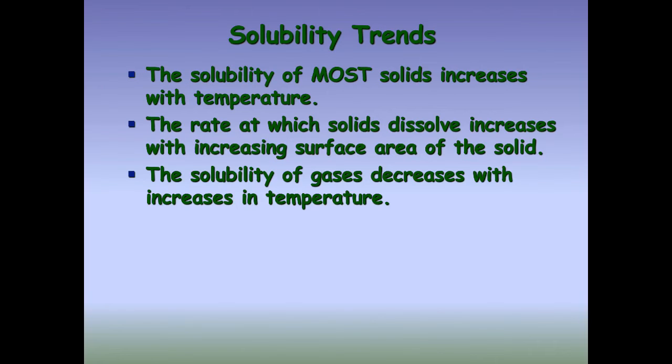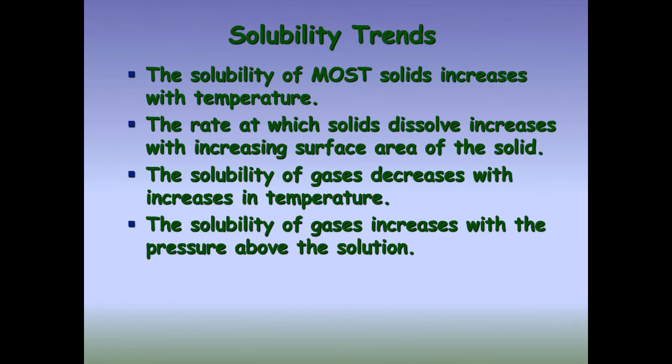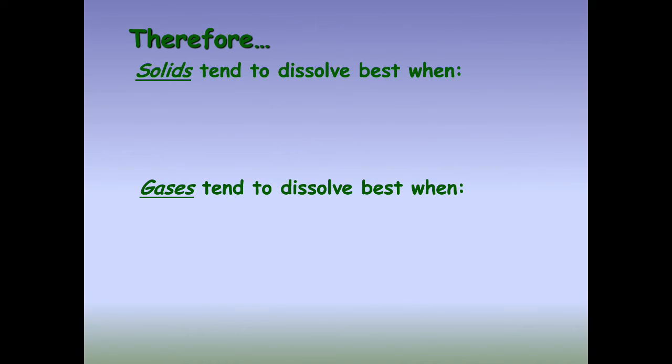The solubility of gases decreases with an increase in temperature, and the solubility of gases will increase with the pressure above the solution. So when they put carbon dioxide into soda pop, they make the temperature very low, and they also increase the pressure that they're putting the gas in with so that the carbon dioxide will dissolve better into the solution.